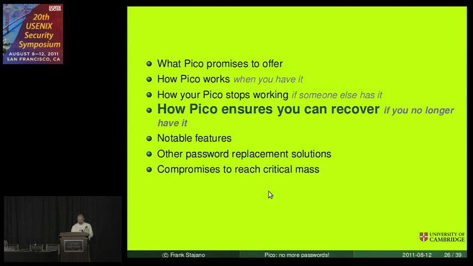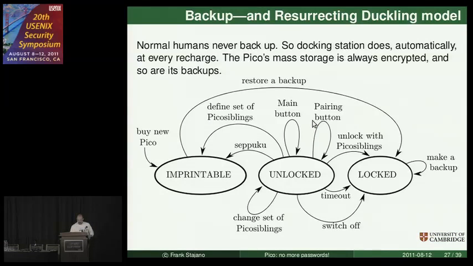So next, after how your Pico stops working if someone else has it, how Pico ensures you can recover if you no longer have it. So this wonderful state diagram is a son of some work I did some 10 years ago about the resurrecting duckling, which was a way of doing authentication between entities that could not rely on a central authority.